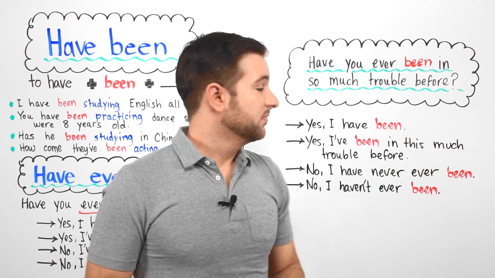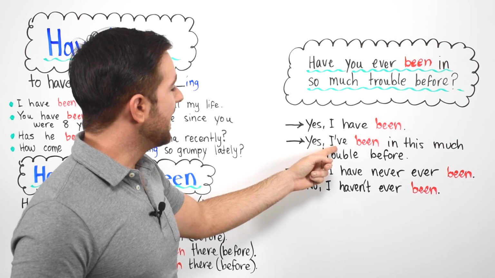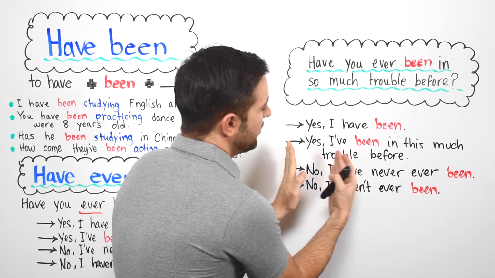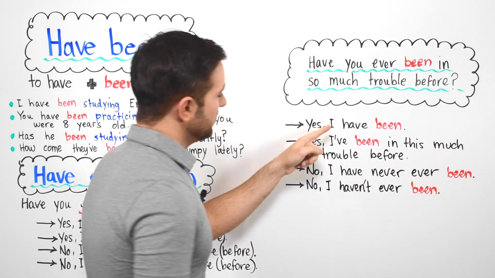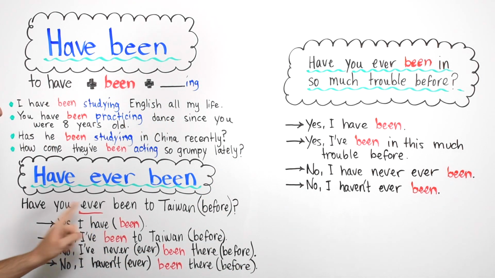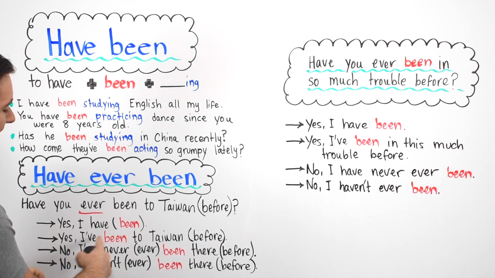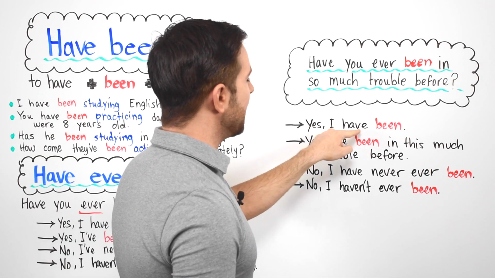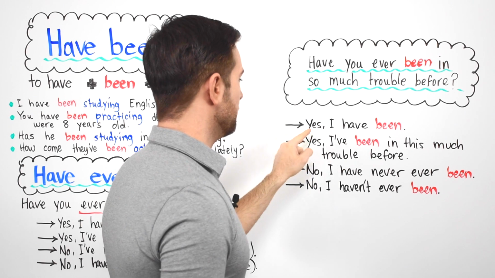Okay, so notice here that we have I've, and when you have I've, even though it's a contraction, the sentence is much longer. When you have I have, the sentence is shorter. Like in this case, yes, I have, short. Yes, I've been to Taiwan before, it's long. Okay, we can't say yes, I've been. We can't say that, or yes, I've.